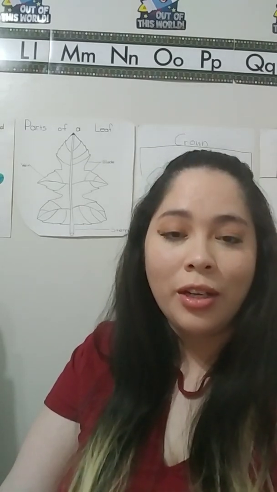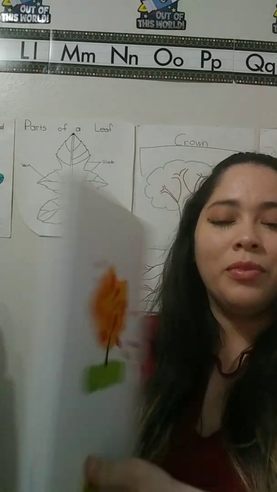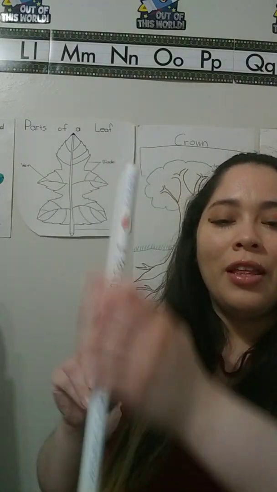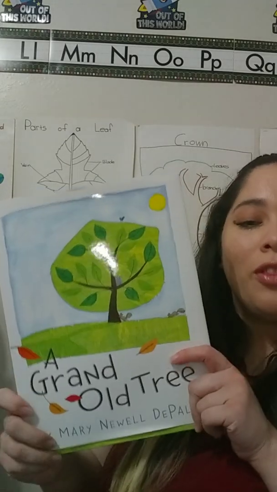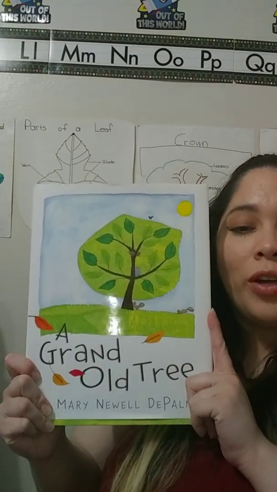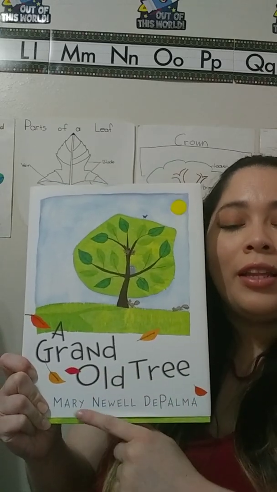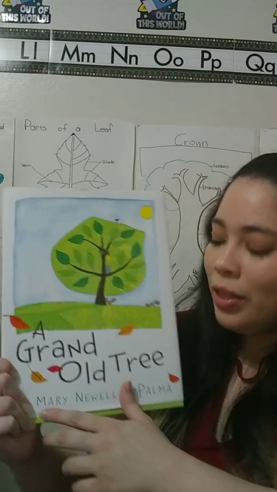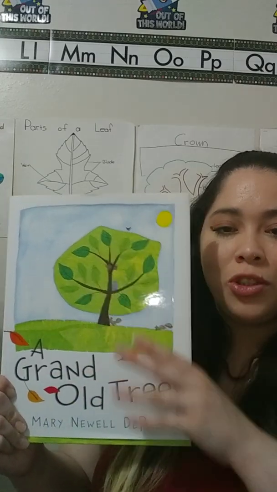For today's read aloud, we're using this book. This is the front cover, this is the back cover, and this is the binding. The binding holds the pages. The title is the name of the story, and the story's name is A Grand Old Tree. And the author and illustrator for this story is called Mary. She wrote the words, drew the pictures.